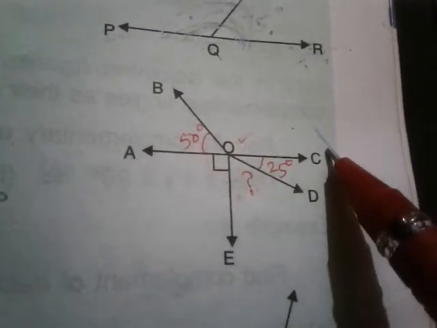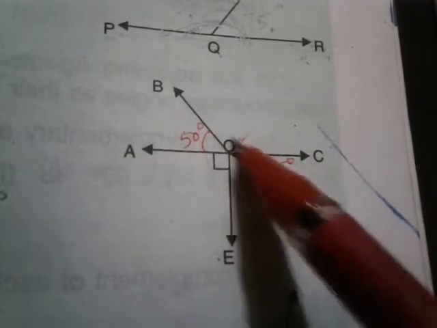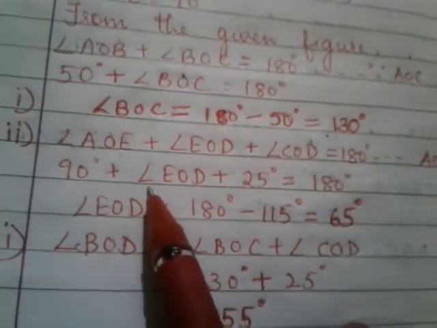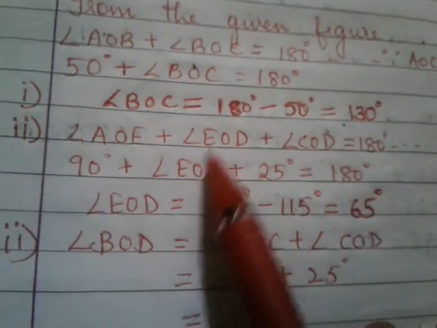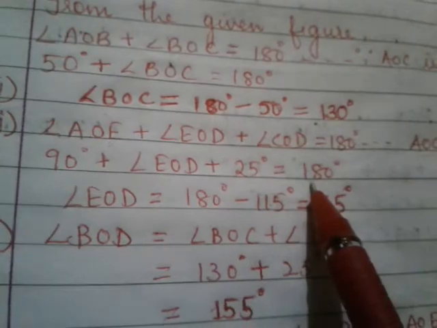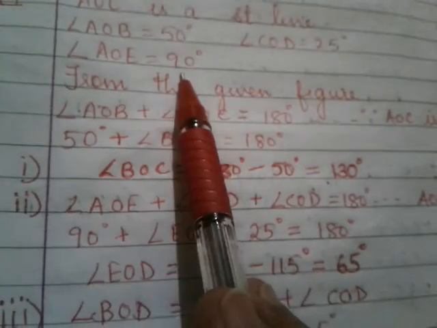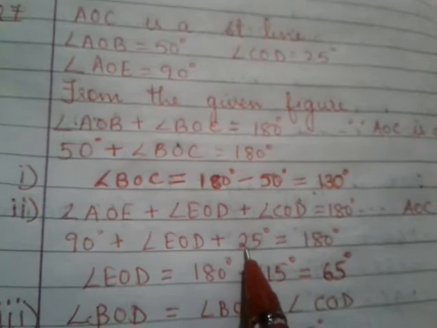Now you know that AOC is a straight line. So this angle plus this angle plus this angle is equal to 180 degrees. Since AOC is a straight line, angle AOE plus angle EOD plus angle COD is equal to 180 degrees. Earlier there were only two angles, so this plus this is equal to 180 degrees. Here, if you see, there are three angles. The sum of these three angles equals 180 degrees. So I have written these angles here. Substitute the angles. AOE is 90 degrees, then this we have to find out, and 25 degrees equals 180 degrees. Everything is given. You can see here AOE is 90 degrees and COD is 25 degrees.